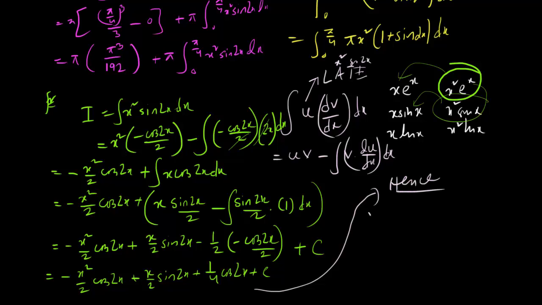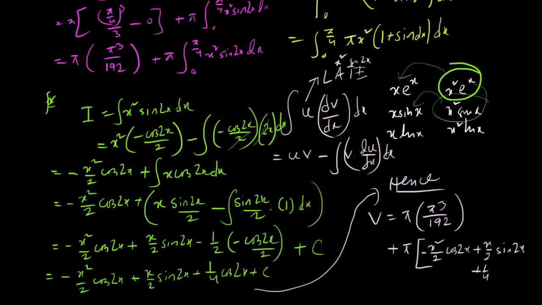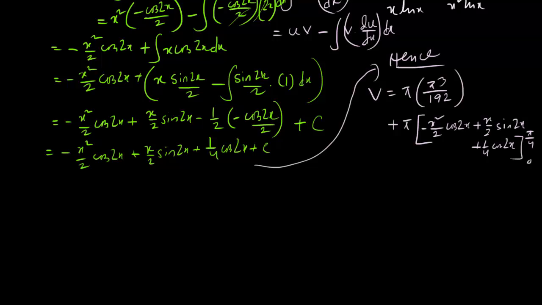Hence, volume equals pi cubed by 192 plus pi. Now the integration of x squared sine twice x is this thing that we just found, minus x squared by 2 cos twice x plus x by 2 sine twice x plus 1 by 4 cos twice x. We don't have to give the plus c anymore because now we have a limit 0 to pi by 4. Let's give the limit 0 to pi by 4 and let's do the calculation.